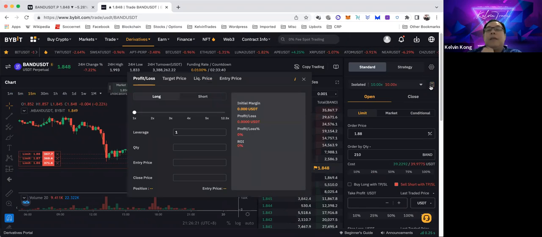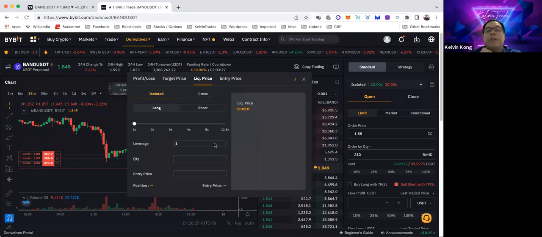Okay, so you can use this calculator to calculate your liquidation price. That means the price at which you will get liquidated. So let's say I'm shorting. I'm using 10x leverage for this trade, my quantity was 210. So my entry price is how much? Let's take the middle, like 1.87. So my approximate liquidation price will be 1.98.